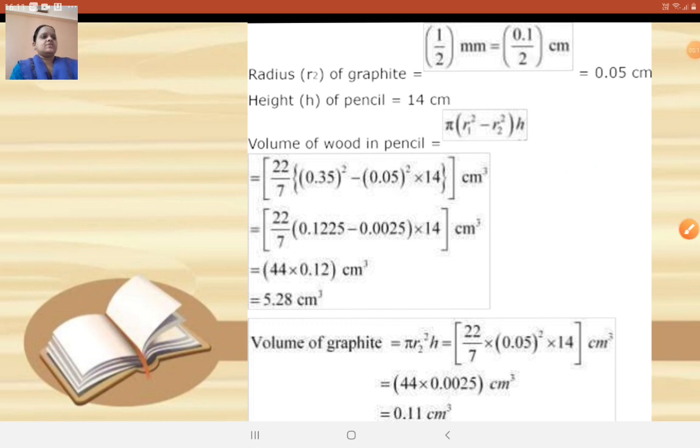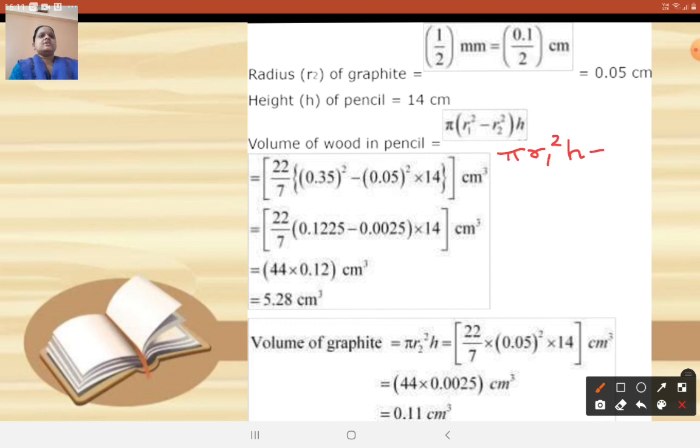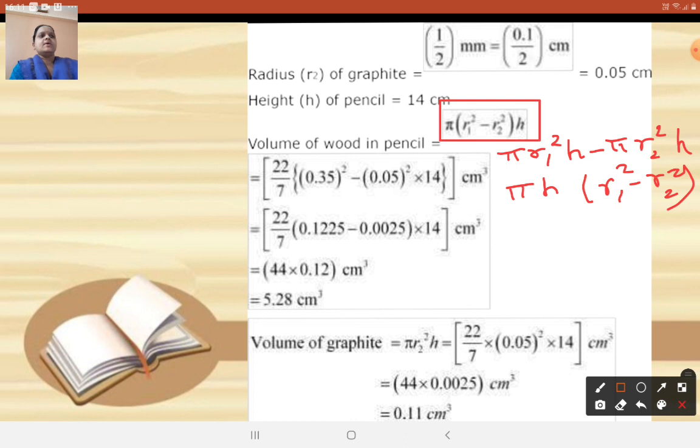Just wait a minute. I will write once again. That is pi r1 square h. That is the volume of the pencil including graphite. So we will subtract the volume of graphite, that is pi r2 square h. So pi and h take common. So it will become r1 square minus r2 square. Can you see the same point here? Yes. Pi times r1 square minus r2 square into h.